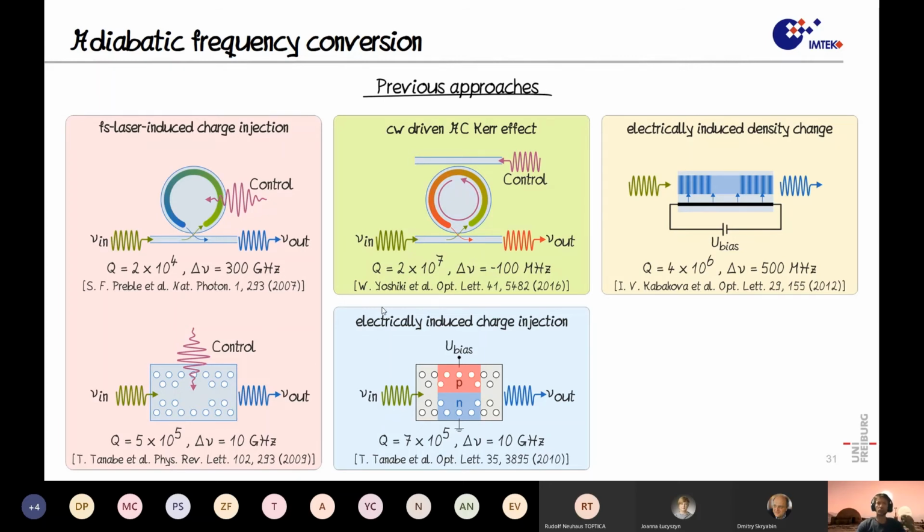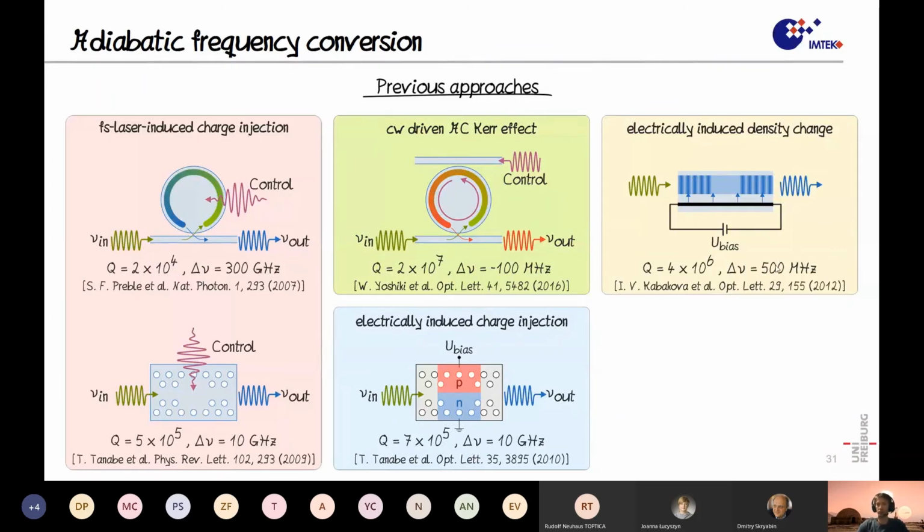Then there have been also ideas to use electrically induced charge injection. Okay, it was not just an idea, the Japanese guys did it. But here also the cavity suffered in terms of quality factor, because you're injecting free charges. And then there is another paper, and here the guys induced some density changes via applying kind of a bias voltage. And due to this bias voltage, there was a metal stripe, and this metal stripe just increased in size and deformed the resonator.